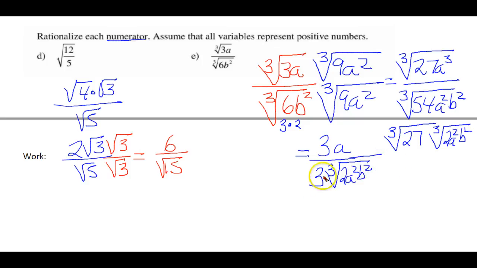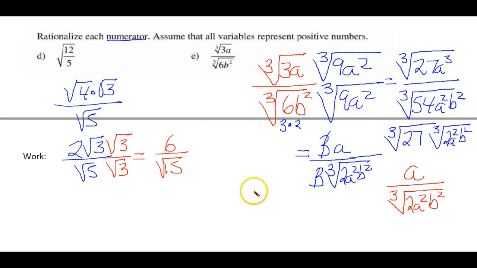And we can simplify a little bit, because this is 3a now over 3. These cancel out, and then our super final answer is a over the cube root of 2a squared b squared. Wow.